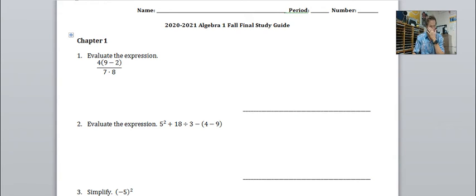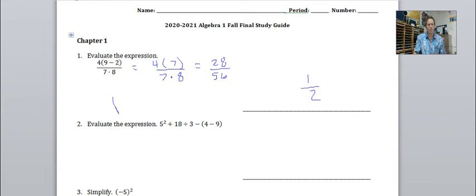Okay. Problem number 1, first thing is PEMDAS. I have to solve what's inside the parentheses, so 9 minus 2 is 7. On the bottom, the next thing I have to do is multiplication. On top, we multiply those and get 28. On the bottom, you get 56. You just have to remember to simplify the fraction, and that fraction simplifies to 1 over 2.